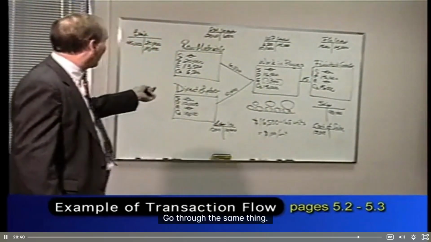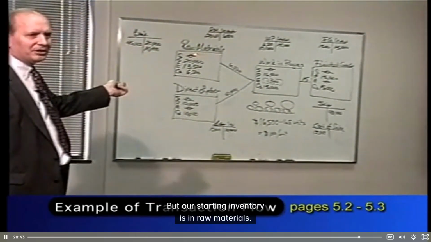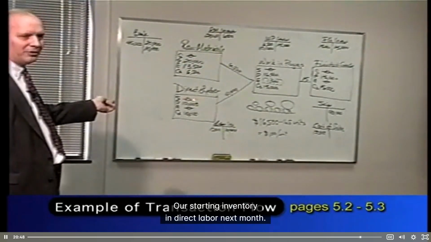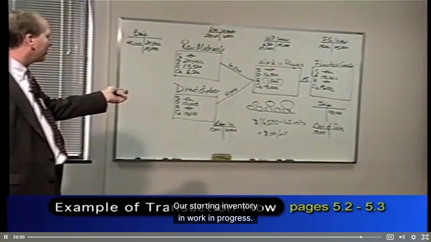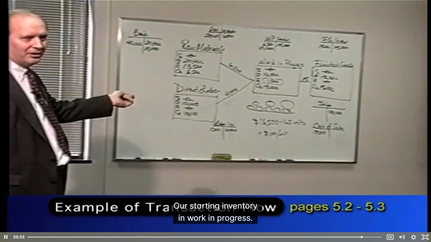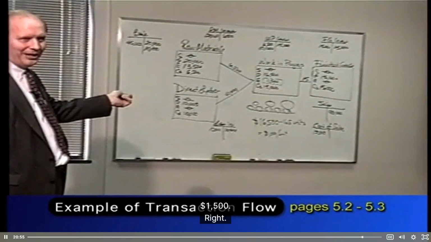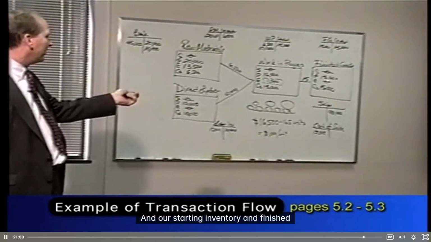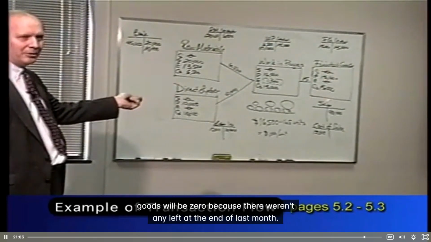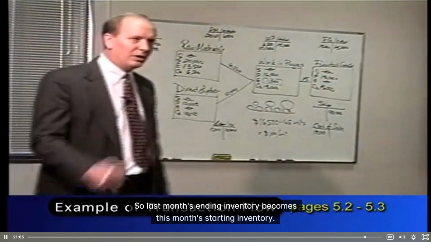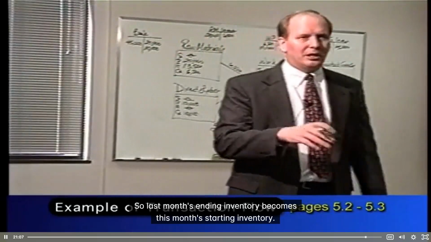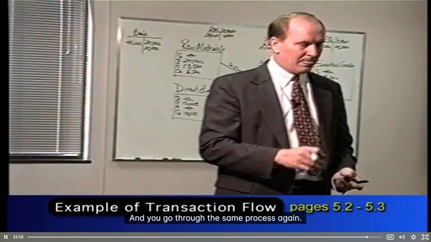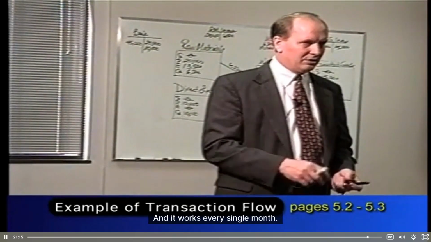So, starting out next month, what would we do? We'll go through the same thing, but our starting inventory in raw materials next month is how much? $13,500. What's our starting inventory in direct labor next month? Zero. Our starting inventory in work in progress? $1,500, right? Because last month's ending inventory becomes this month's starting inventory, and our starting inventory in finished goods will be zero because there weren't any left at the end of last month. And you go through the same process again, and it works every single month.